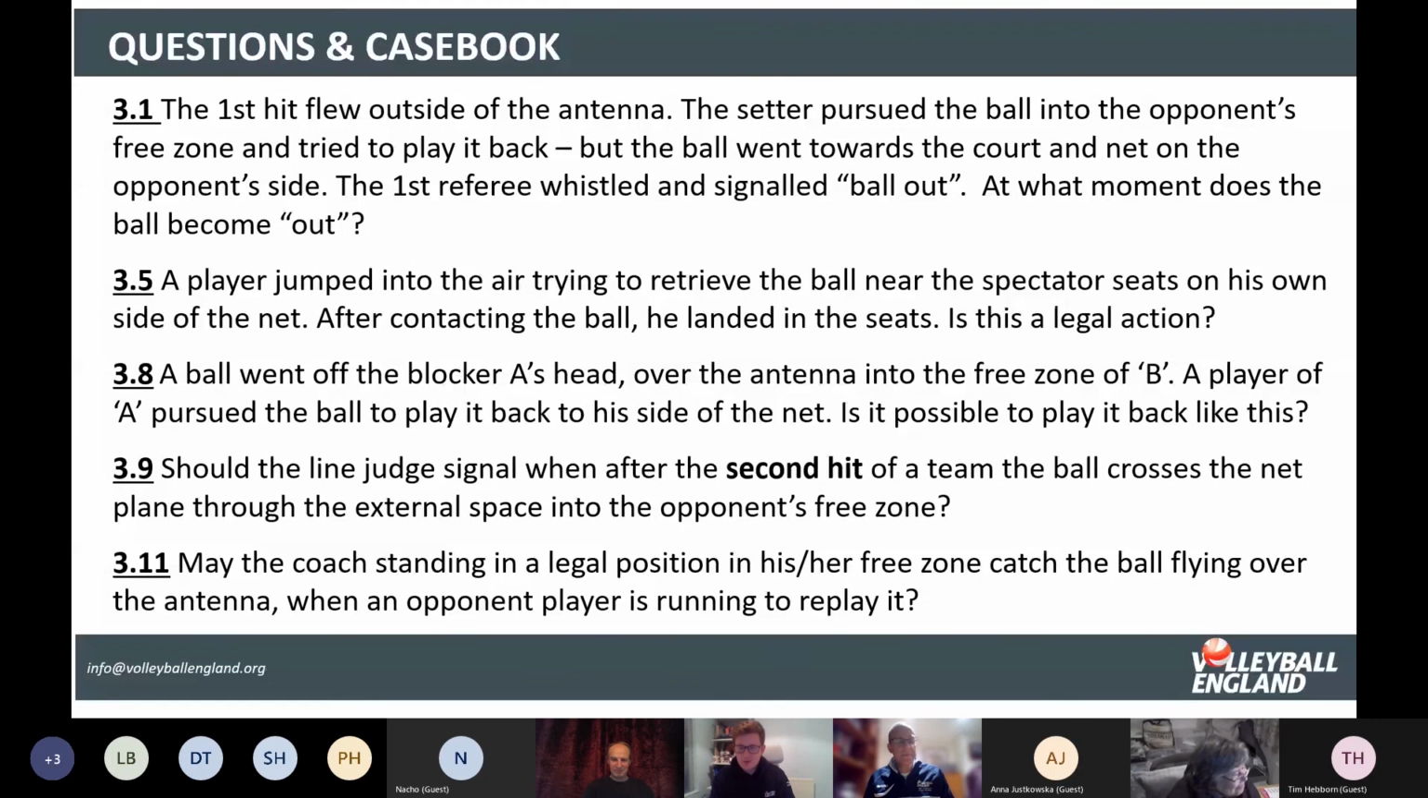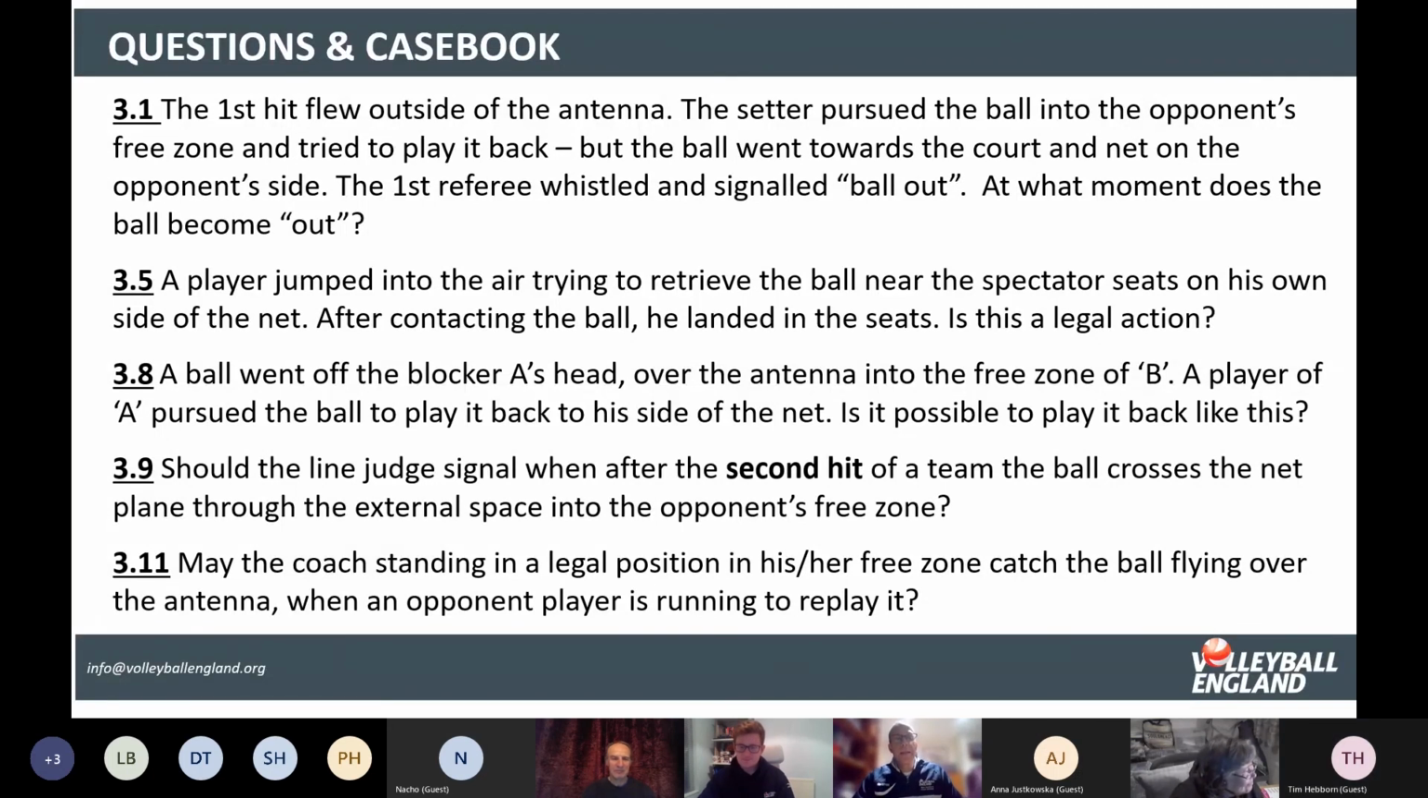Tim, I think you were the fastest there. Okay, as soon as it goes all over the court, into the opponent's court, it is out. Yeah, absolutely. So as soon as it crosses the sideline in the opponent's court, it becomes out.